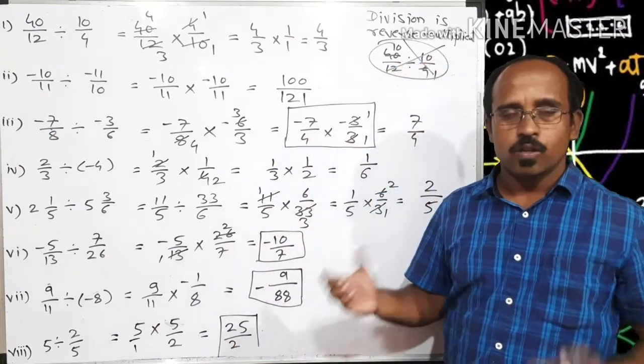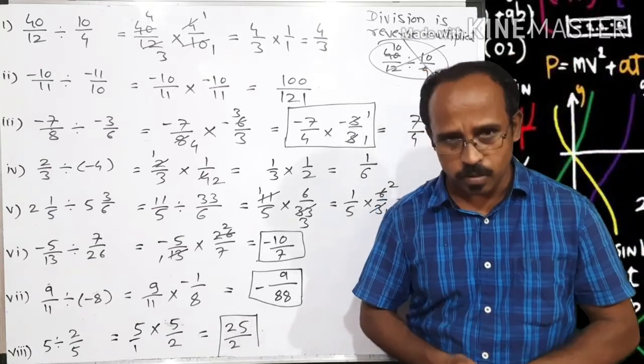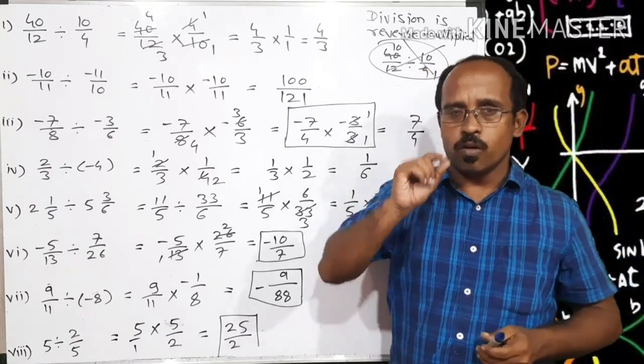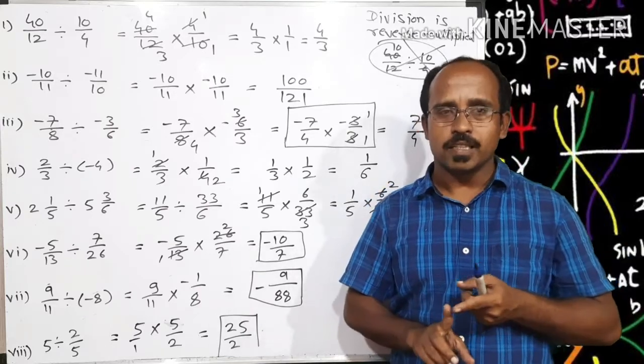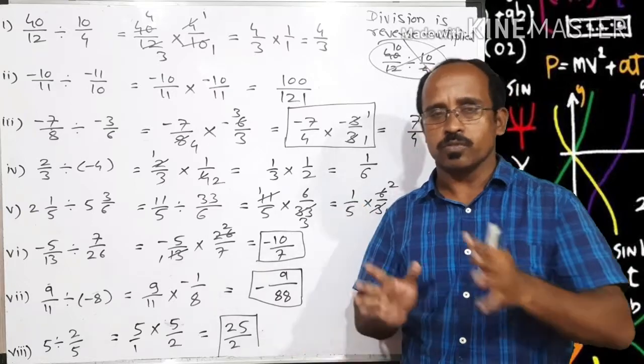Isn't it easy? So please remember students, while dividing rational numbers, what we have to do? Write the reciprocal of the second number and multiply that reciprocal by the first number.